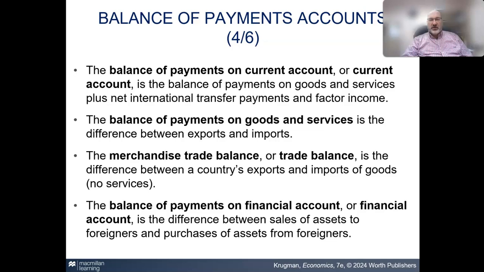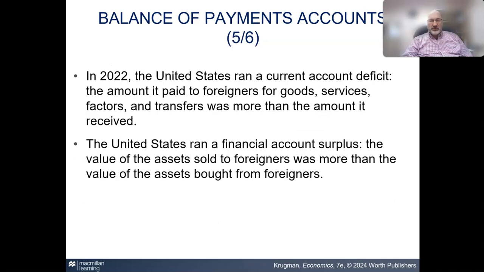So the balance of payments on the current account, or the current account, is the balance of payments on goods and services plus net international transfer payments. The balance of payments on goods and services is just the difference between exports and imports. The merchandise trade balance, or what we call trade balance, is the difference between your exports and imports of goods, but not services. The balance of payments on financial account, or just the financial account, is the difference between sale of assets to foreigners and purchase of assets from foreigners.